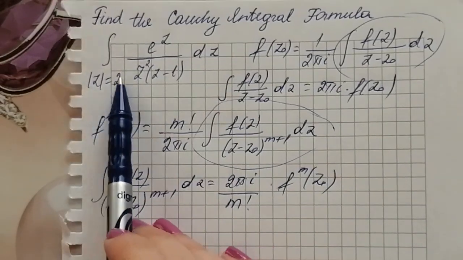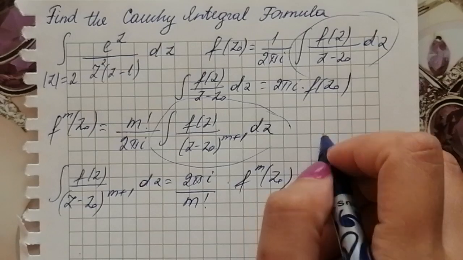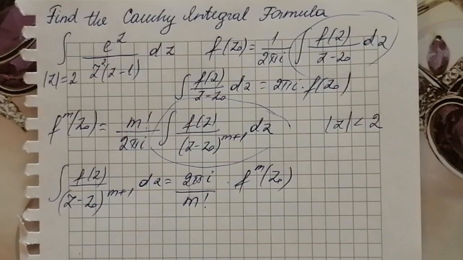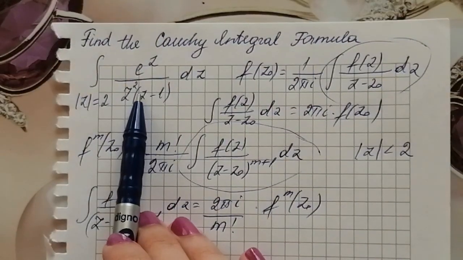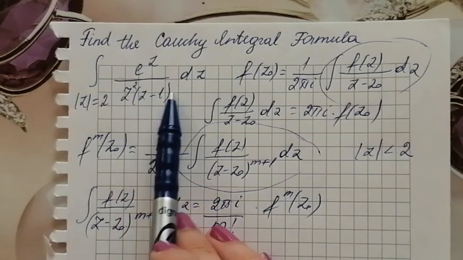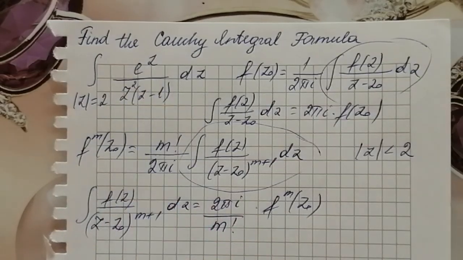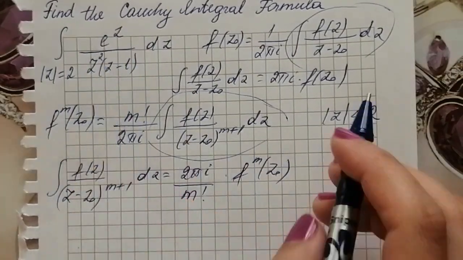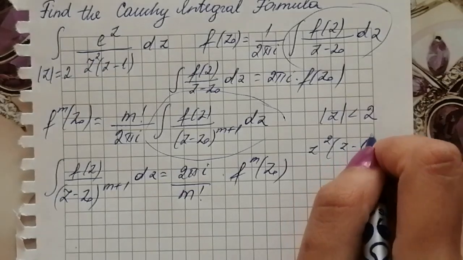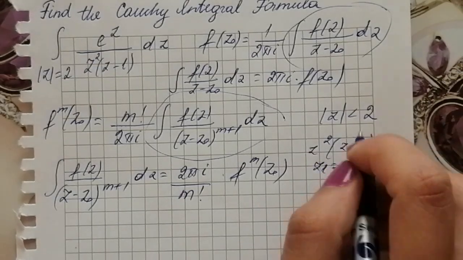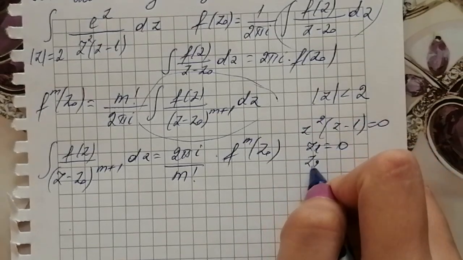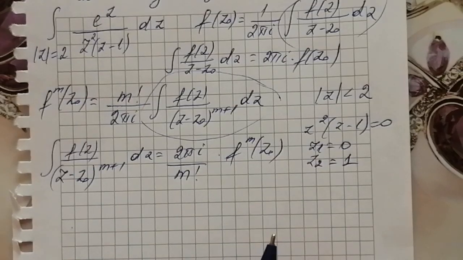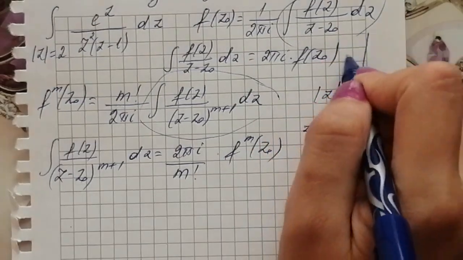Firstly, let's look at the disk of this Cauchy integral formula. It is |z| less than 2, and let's look at the singularity points of the integral. In order to find the singularity points, let the denominator of the integral be equal to 0. In this case, it has two singularity points. One of them is 0 and one of them is equal to 1. Let's check whether the singularity points belong to the disk or not.